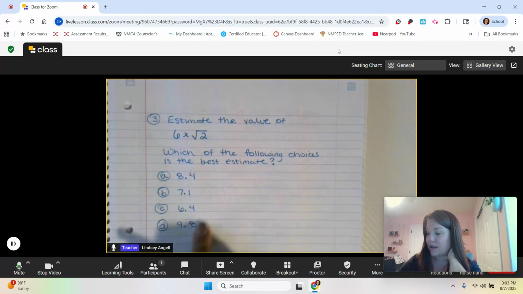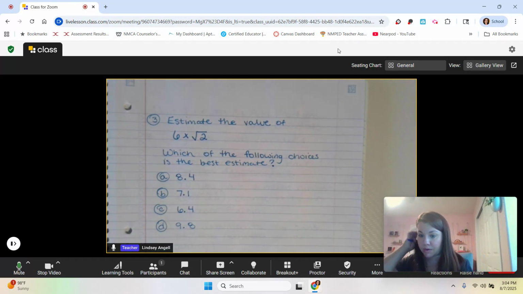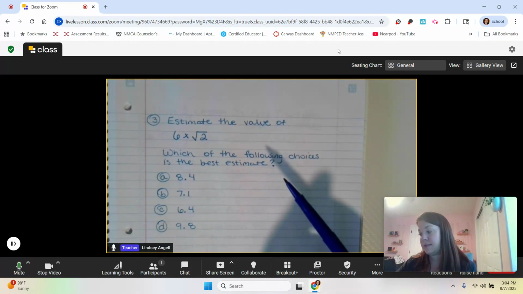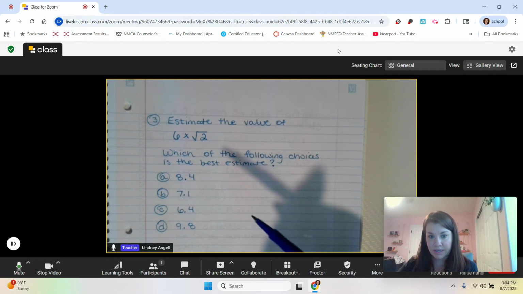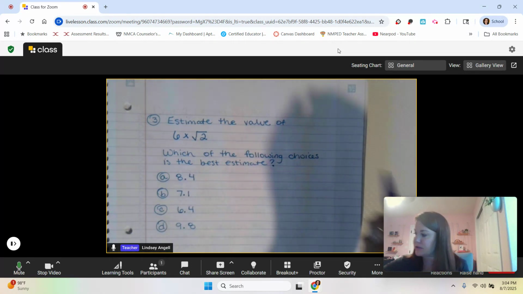But notice a lot of these numbers are really close together. Okay? This is a problem actually taken from your quick check. At least on the one I'm looking at, it is number 3. So you might want to write that down. Okay? So which of the following choices is the best estimate? Sometimes there's good estimates, like a lot of these might be good estimates, but there's one out of them that is the best. Okay, so that being said, let's talk about perfect squares first of all.